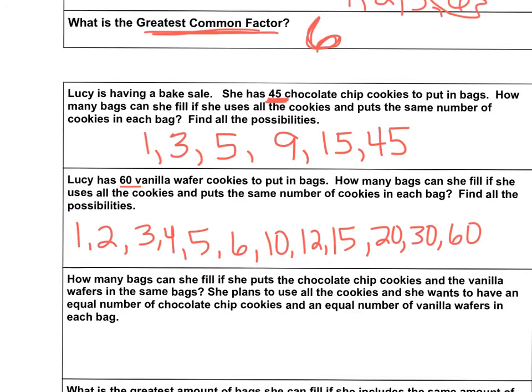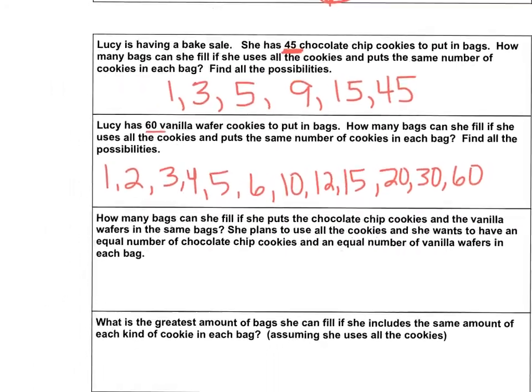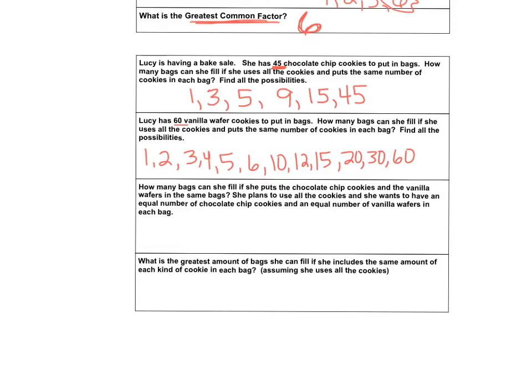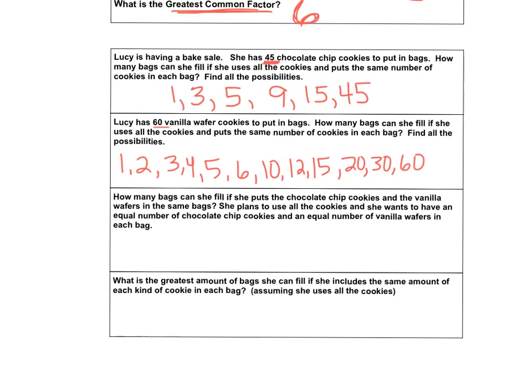Wow, 60 has a lot of factors. So double check your list. Make sure that you have all the factors listed. It's really important that we get them all, otherwise we might not find the right answer here for Lucy and her bake sale. All right, so I'm moving on.